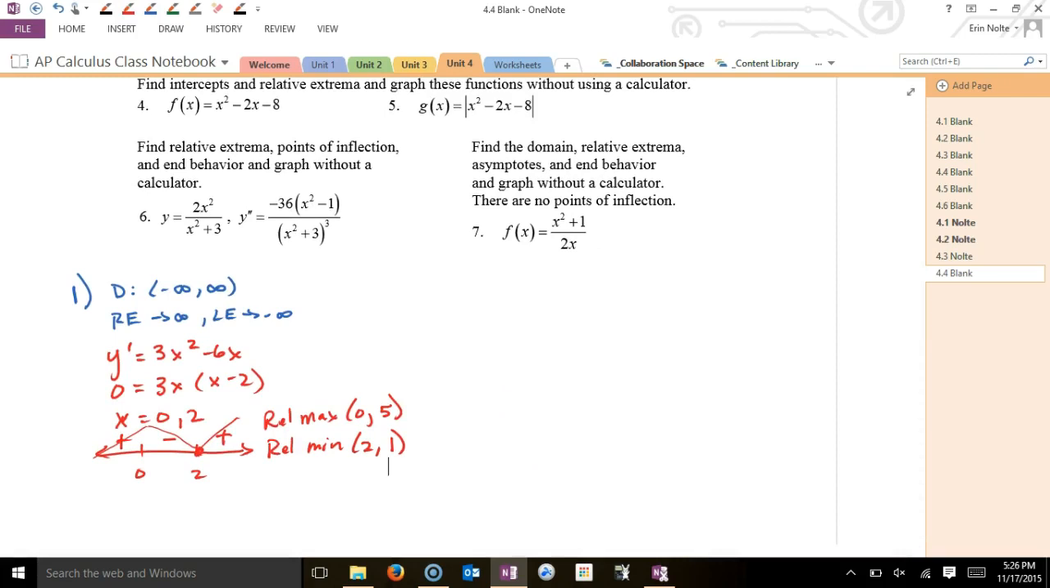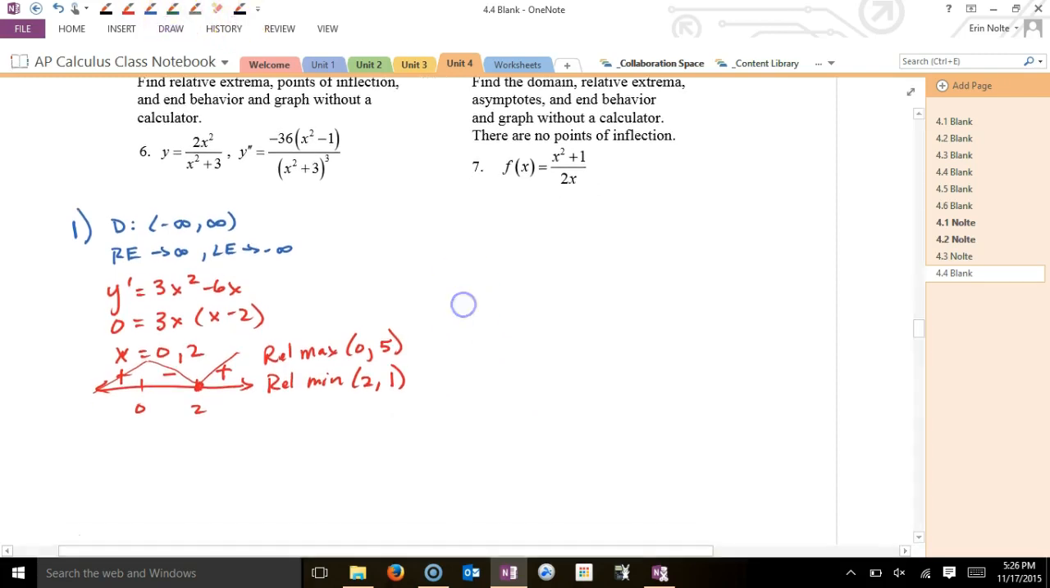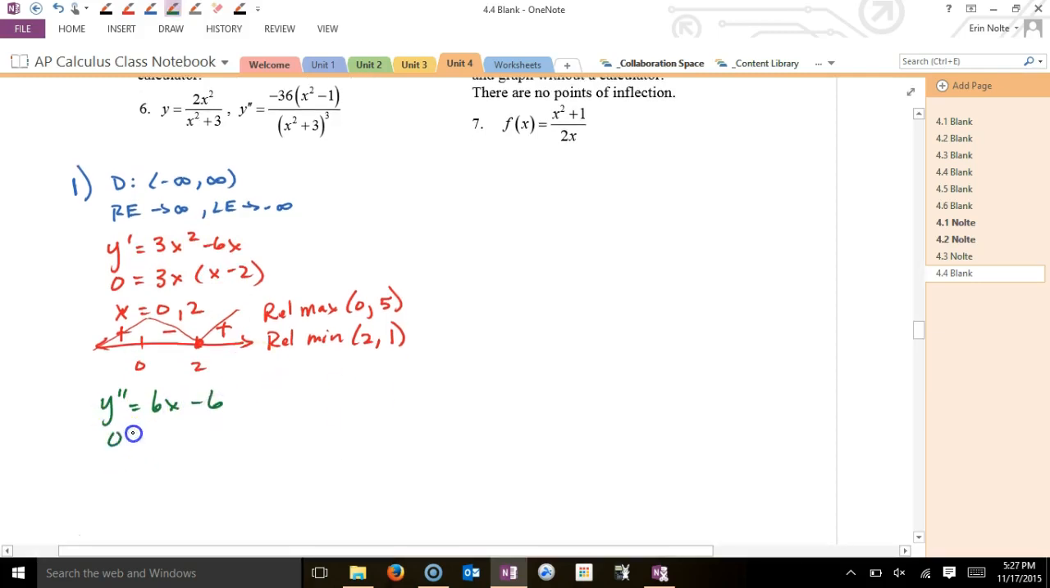Okay. Let's go to concavity. So that's second derivative. So my second derivative would be 6x minus 6. If I set that equal to 0, add 6, divide by 6, so we get a critical value at 1.